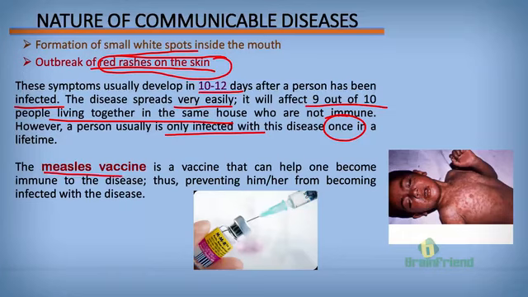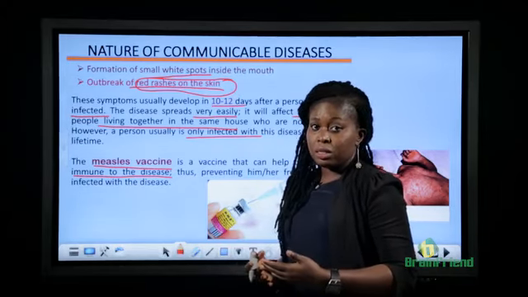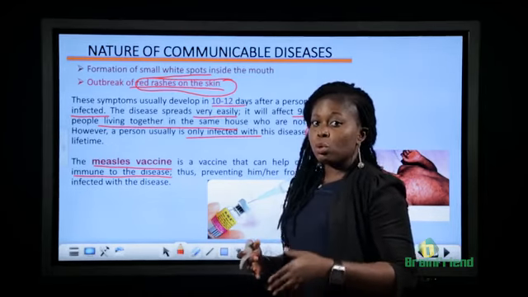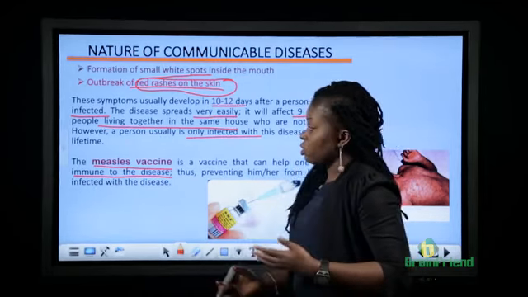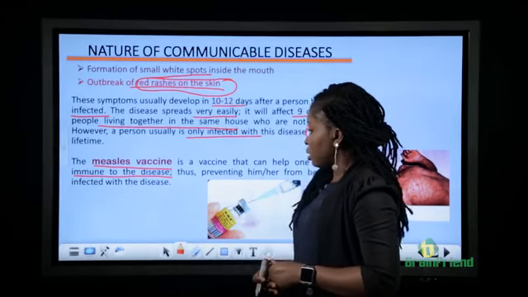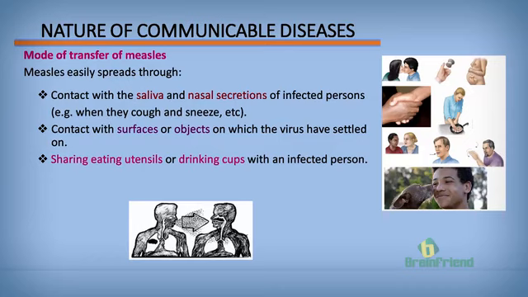The measles vaccine is a vaccine that can help one become immune to the disease. So that is why parents are encouraged to get this measles vaccine and vaccinate their children, because when people are vaccinated, especially children, they become immune to the disease. So even if the disease is in the air, someone who has been vaccinated with this measles vaccine will not contract the disease. There are modes of transfer of measles virus. Measles easily spreads through contact with the saliva and nasal secretions of infected persons.